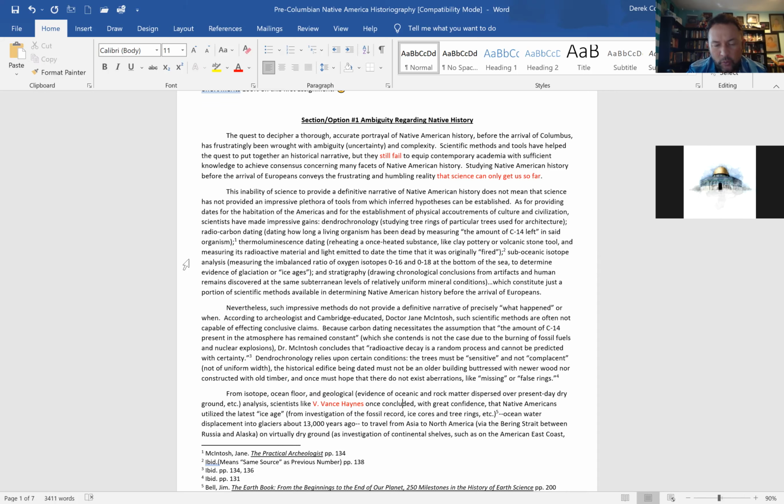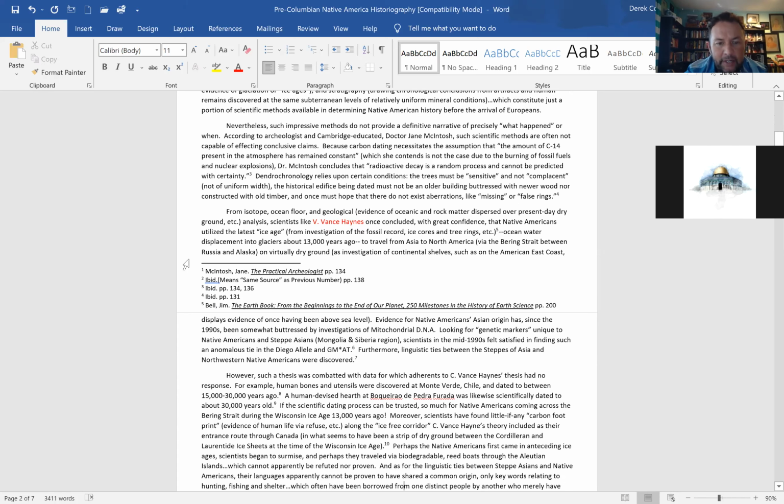origin, that's also argumentative. In the 1990s, they did DNA tests and they looked for genetic markers, right, through the mitochondrial DNA. And for instance, the Diego allele and the GMAT, which tend to be pretty rare human genetic markers, were found predominantly in those who were tested of Native American background and those of Asian background or Eurasian background. And so to some people, that's pretty convincing. And to some scientists, it's not sufficient.